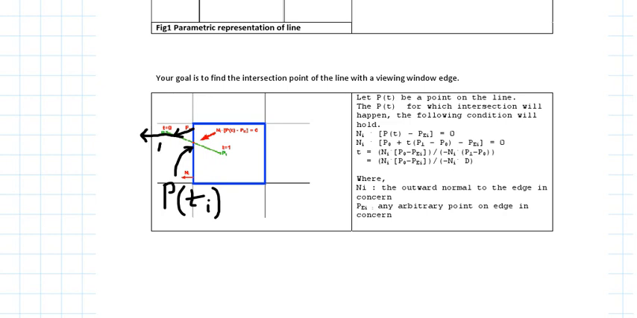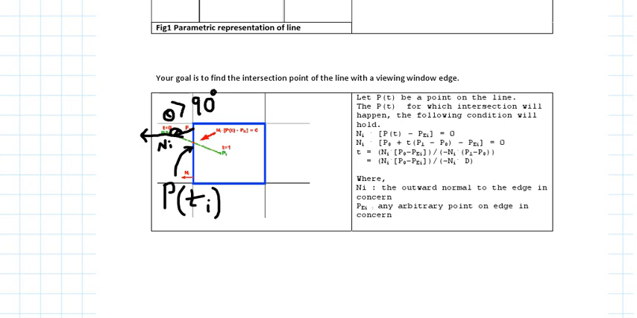So this is your Ni for this particular point. If you look at this Ni, this is basically normal. That means it is making an angle of 90 degrees with the edge in concern, the left edge in our example, and you have another vector from point PE to the point PT on the line which you have to clip. Then just note down the angle between these two vectors. If the angle is theta, this theta is actually greater than 90 degrees for this point.